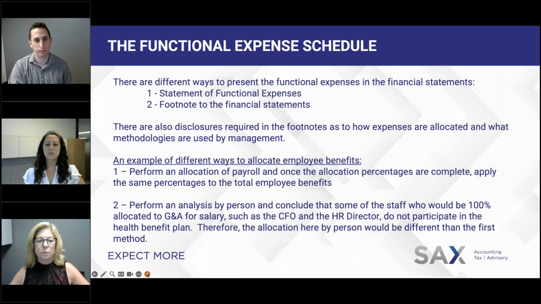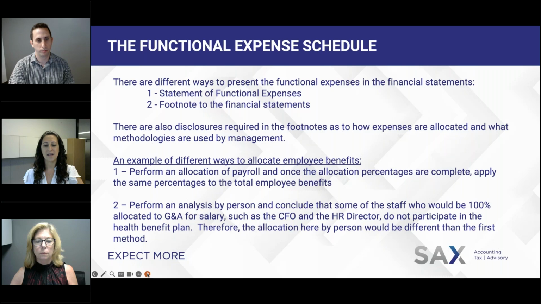So a lot of times you start with allocating the payroll. So you perform a payroll allocation. Once the payroll allocation percentages are complete, you could apply the same percentages to the total employee benefits. That would give you similar percentages and help you allocate your total employee benefits.